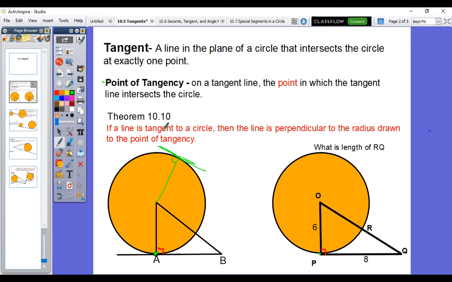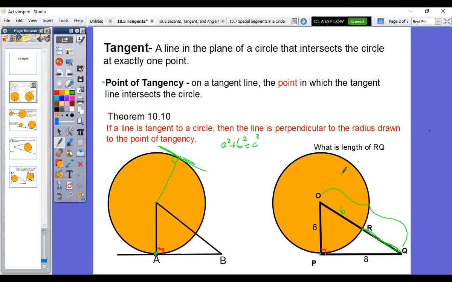But how is that relevant here? Well, we've seen this before. Anytime we have a right triangle, we use our Pythagorean theorem, a squared plus b squared equals c squared. The distance from the center out to a random point on that tangent line is our hypotenuse. The question is, what's the value of RQ? We do know the distance from O to R, because if it's 6 here, it's also 6 here. Our ultimate goal is to figure out just this little spot.